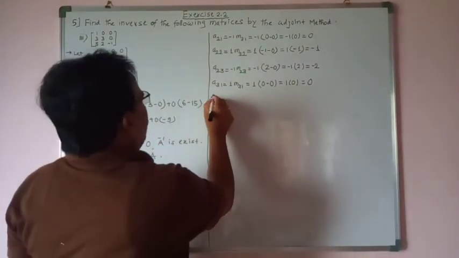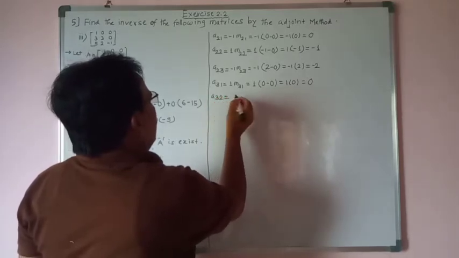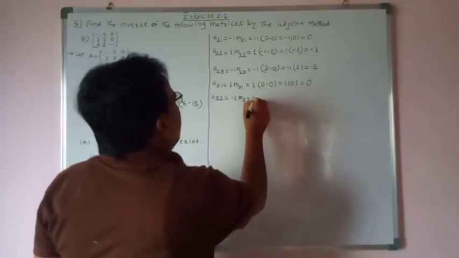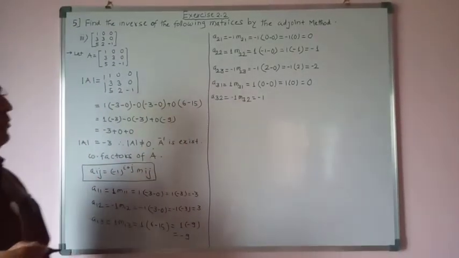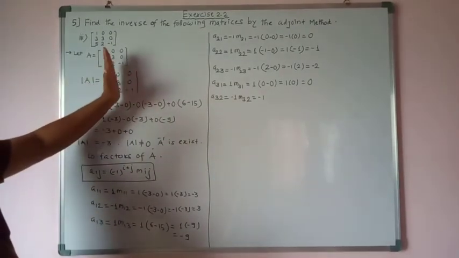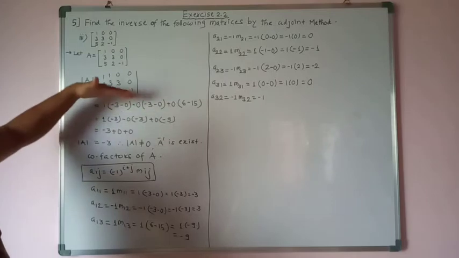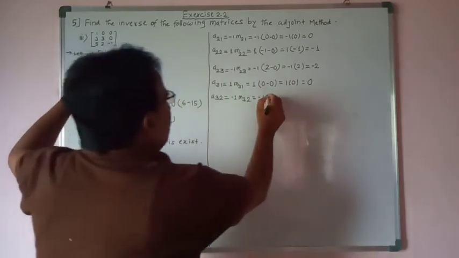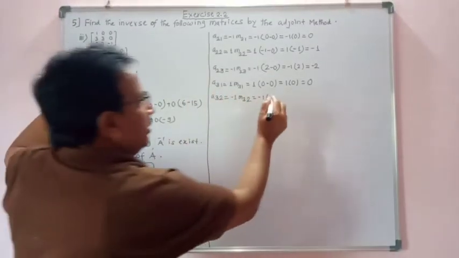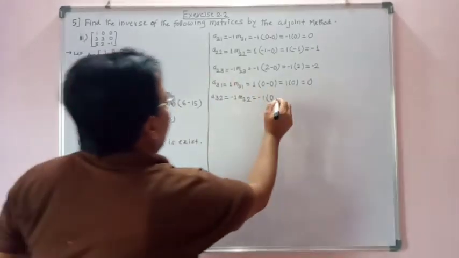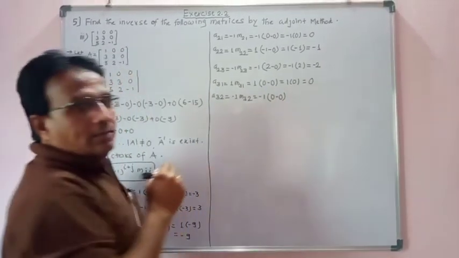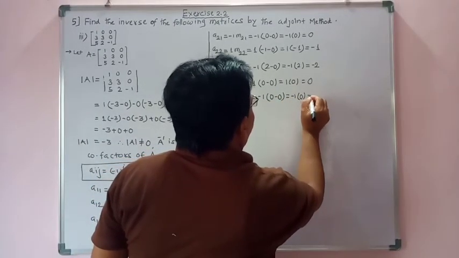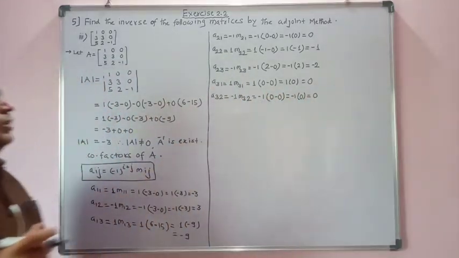The next cofactor is A32, equal to minus 1 into M32. What is the value of M32? Leaving off the third row, second column, there are 4 elements 1, 0, 3, 0. We use the cross product. 1 into 0 is 0, and 3 into 0 is 0. 0 minus 0 is 0. Minus 1 into 0 is 0.